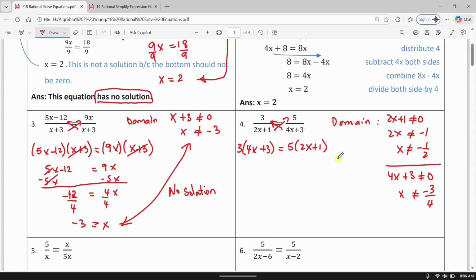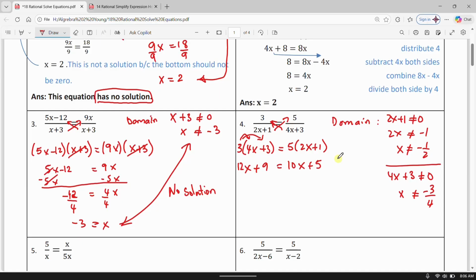So I keep everything in the bracket. Now I'm just gonna use the scrap paper. You can use the box method if you like, but here I'm just gonna use the distributive property. Distributive means you multiply it like this. Okay, so it'll be 12x plus 9 equal 10x plus 5.